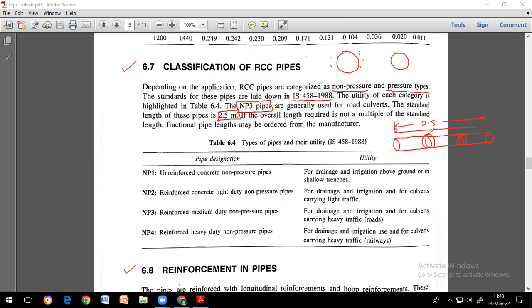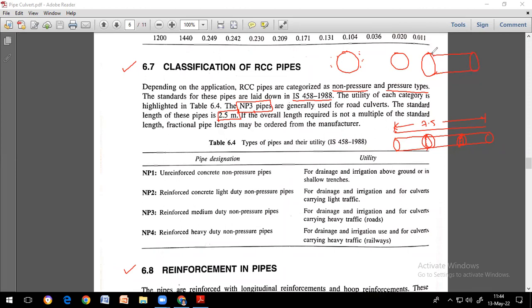Understand? These pipes are going to be jointed with the help of cement mortar. That is the reason why, whenever you see pipe culverts, the head of the pipe and the mouth around it will have a huge opening. Then your pipe will converge like this, and your pipe will be like that. This is how your pipe looks. Understand?